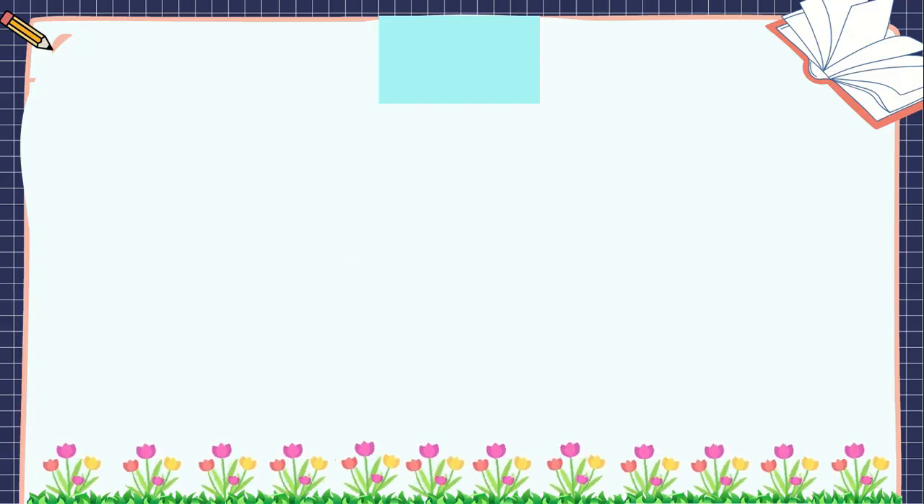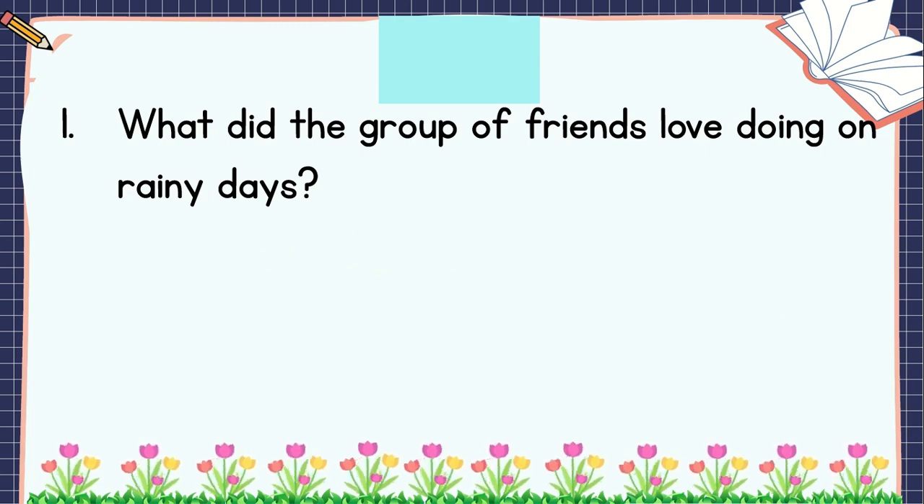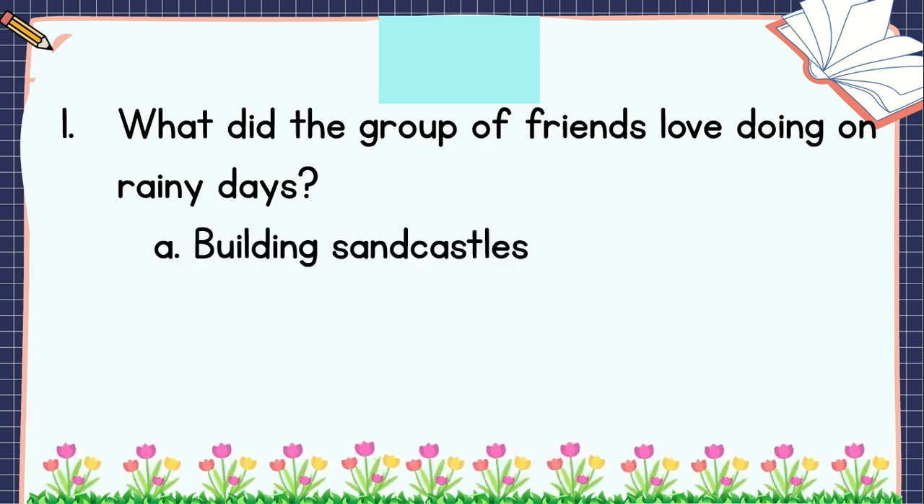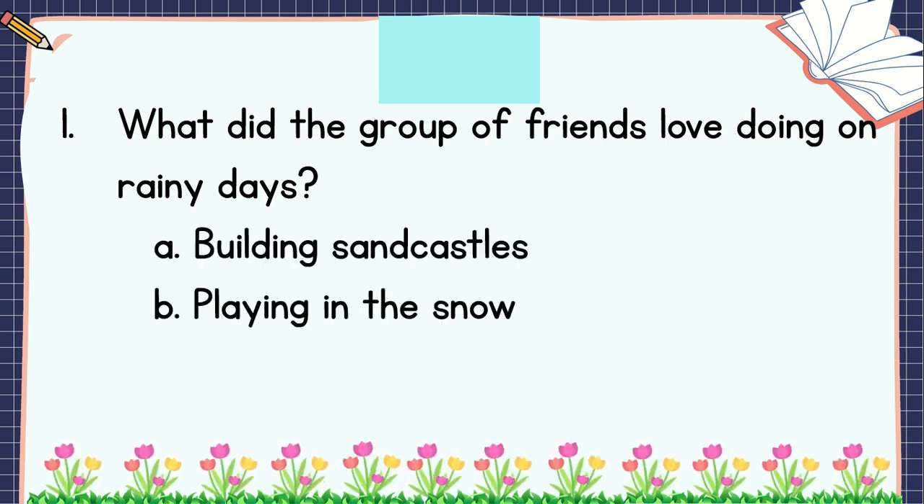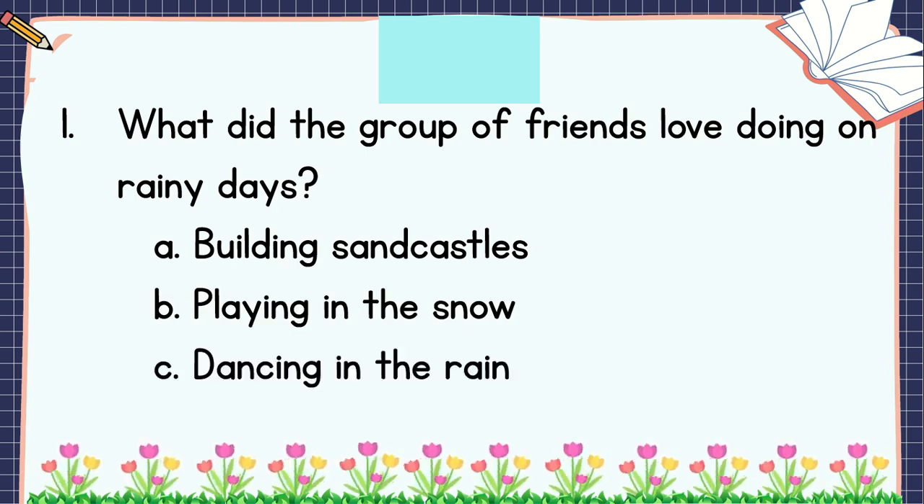Good job! This time, let's answer the questions from the story. Number 1. What did the group of friends love doing on rainy days? A. Building sand castles. B. Playing in the snow. C. Dancing in the rain.